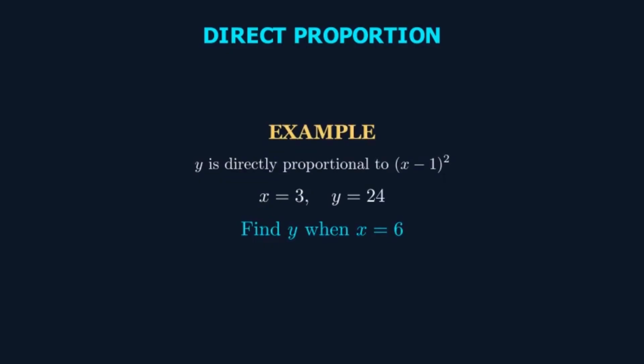Let's tackle a slightly more challenging direct proportion question. Here, y is directly proportional to x minus 1 all squared. We are given that when x equals 3, y equals 24. Our task is to find y when x equals 6. Let's solve it step by step.